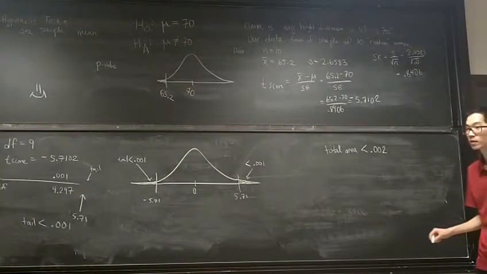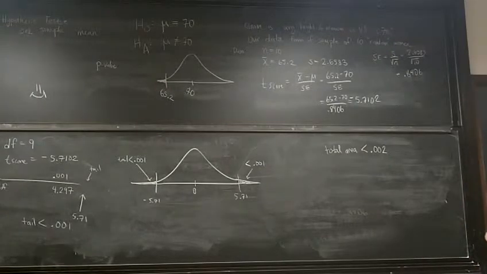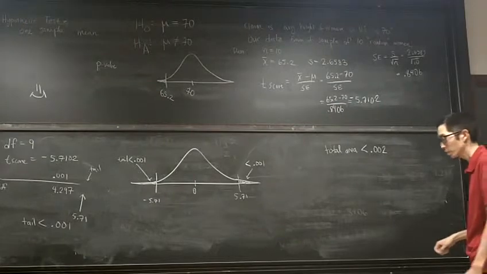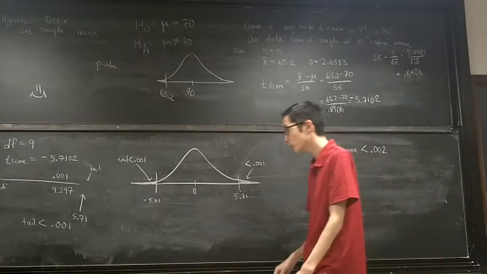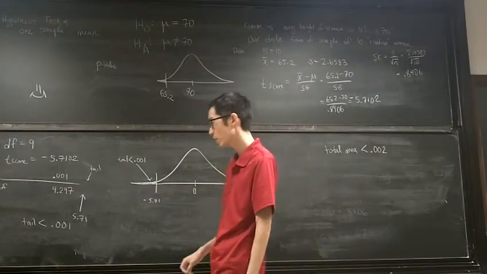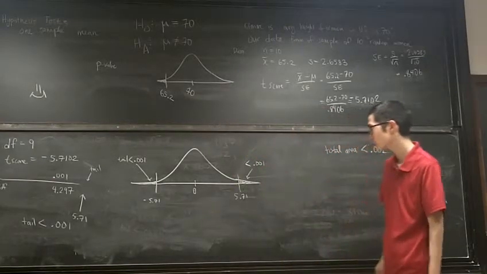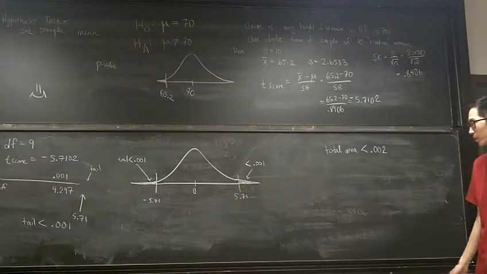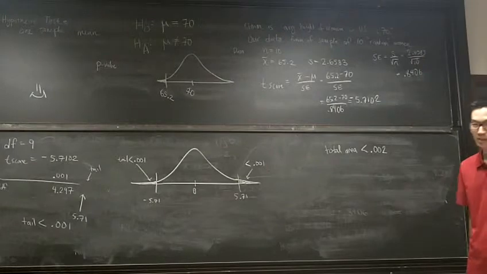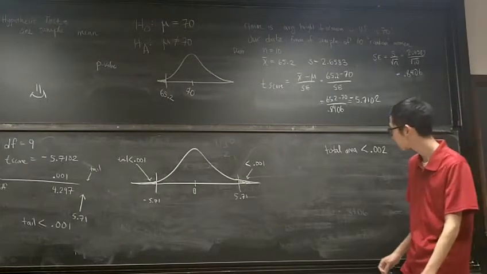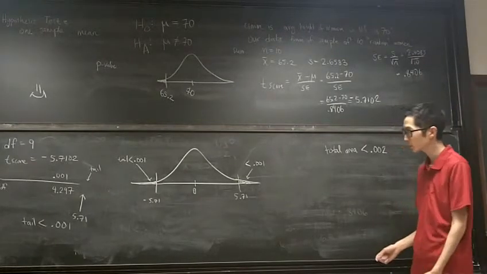Yes? How do we know, in the question, when we're supposed to be looking for our alternative hypothesis to be not equal to 70? We'll talk about this in more detail next week and the week after, where we're looking for keywords in the problem. Yeah, that's a good question.